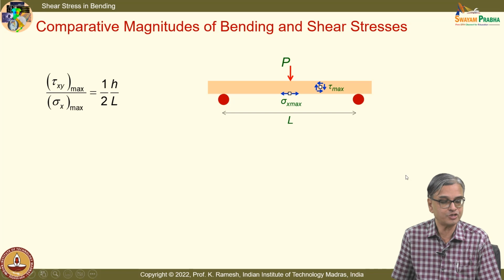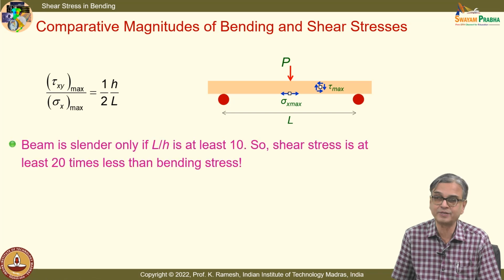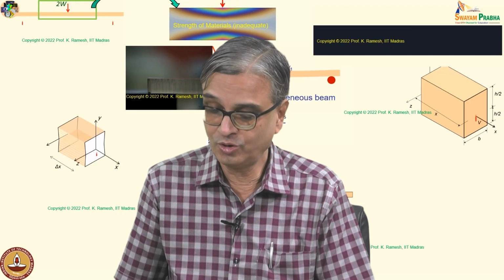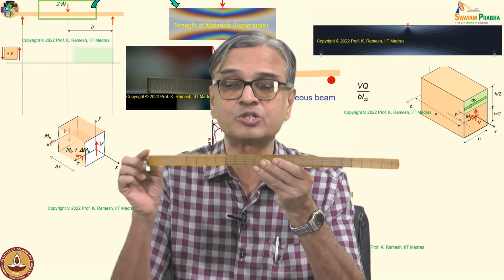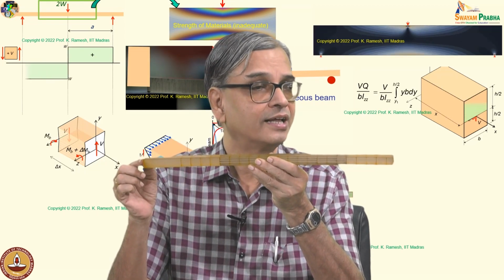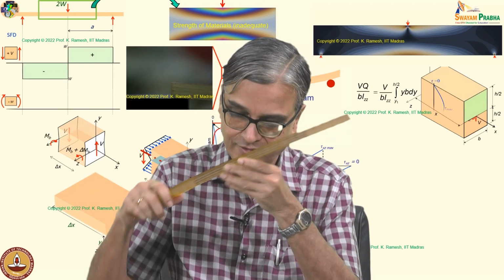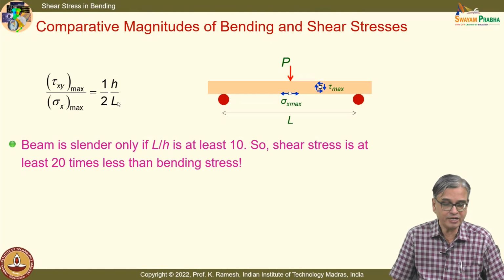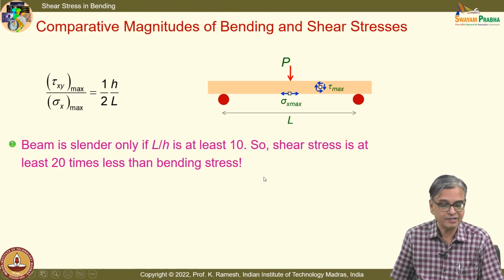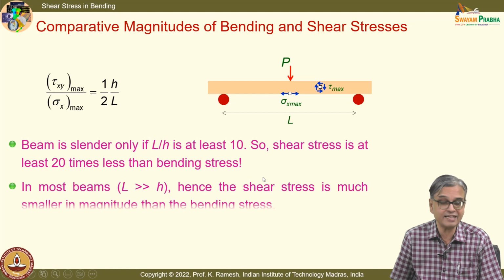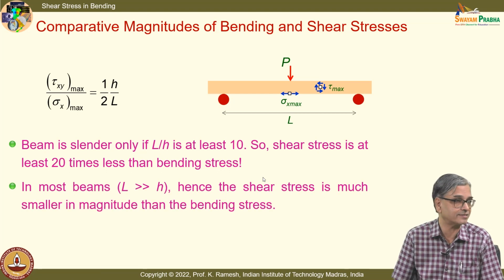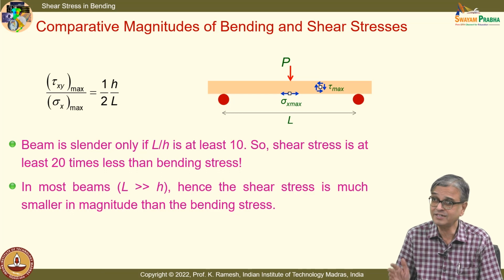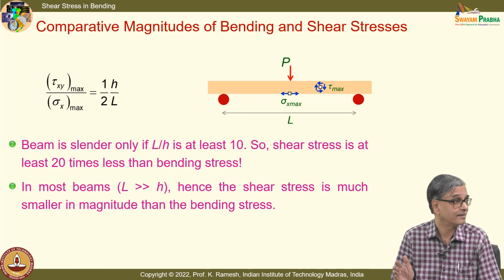And the ratio is 1 by 2 H by L. And we want to have a slender beam. The depth should be much smaller than the length of the beam. Normally you have this as 10. So, shear stress is at least 20 times smaller than the bending stress. Isn't it surprising?